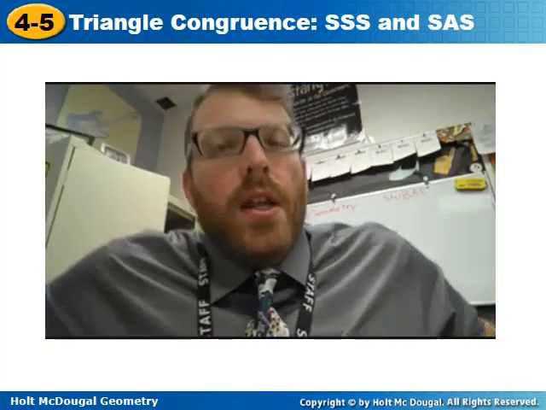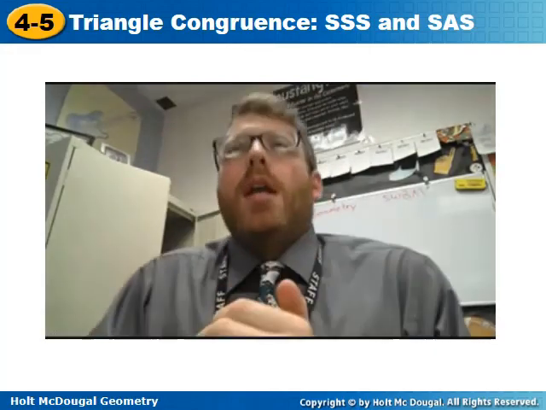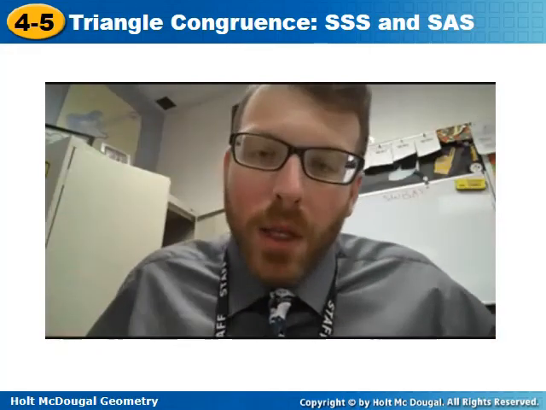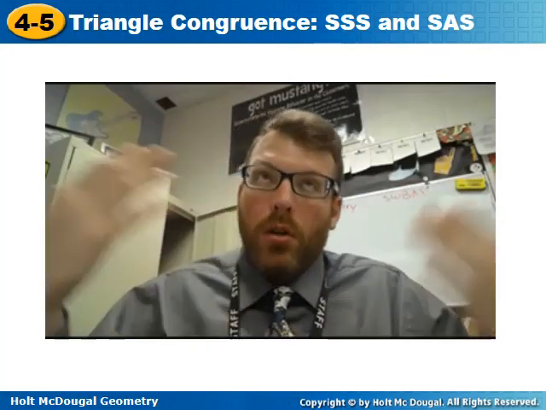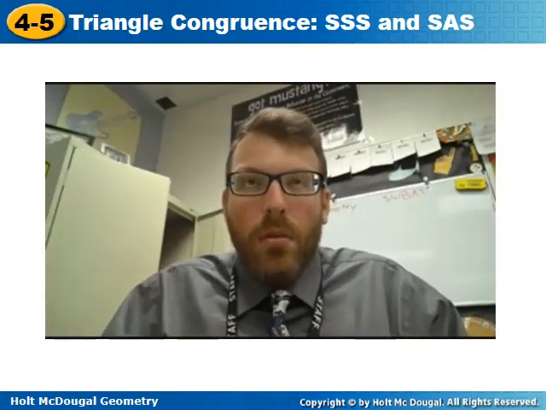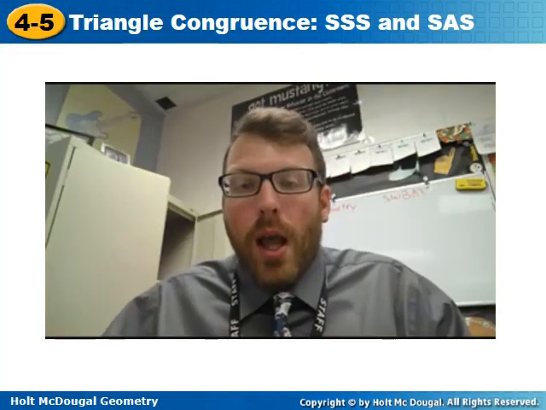Okay, so that's it for today. What you need to remember is that in order for two triangles to be congruent, all their parts have to be congruent, their corresponding parts, which there are 6 of them, right? There are 3 angles and 3 sides.